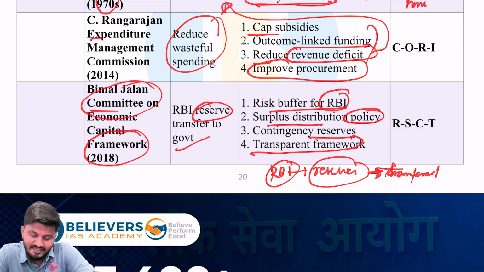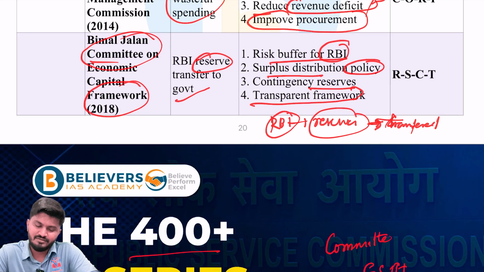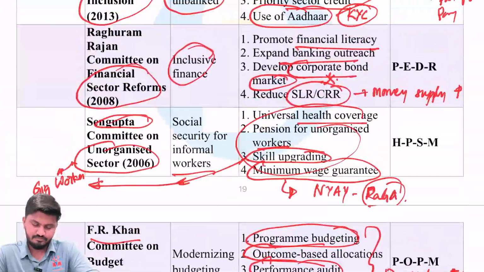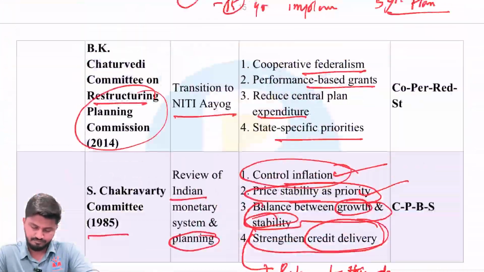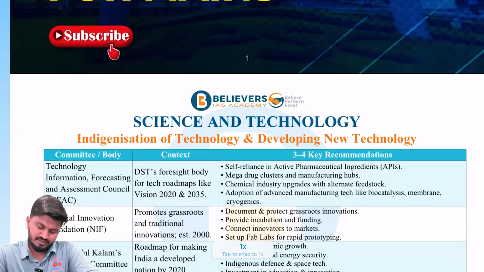So the Bimal Jalan Committee talked about a risk buffer for RBI. Instead of transferring everything to the government, you can maintain a certain risk buffer so that in the future, when the risk breaches a certain limit, you can use this buffer. Surplus distribution policy, contingency reserve and transparency framework. So all these were the recommendations and important committees with respect to economic development. Okay, now we will move on to science and technology.